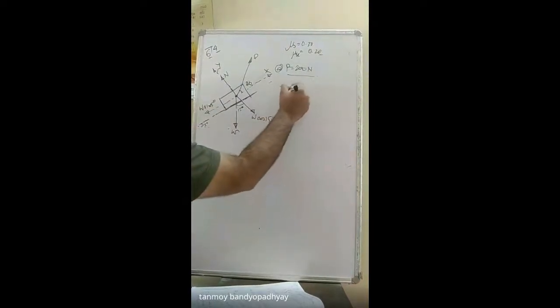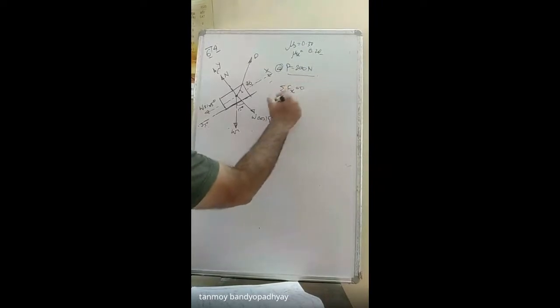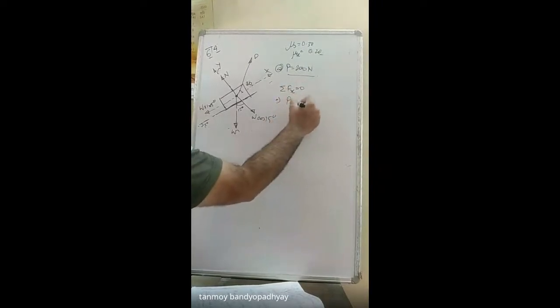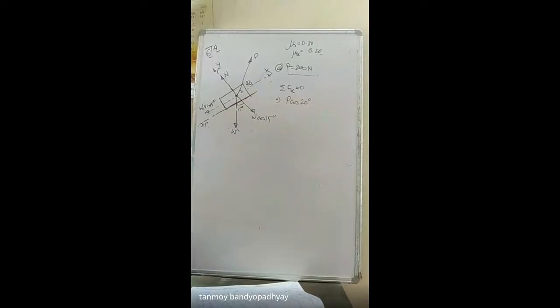Now if I write sigma Fx is equal to 0, we will have P cos 20 degree. What else in the x direction? Okay, we haven't drawn the frictional force. As you can see, a load is being applied on the body. Okay?